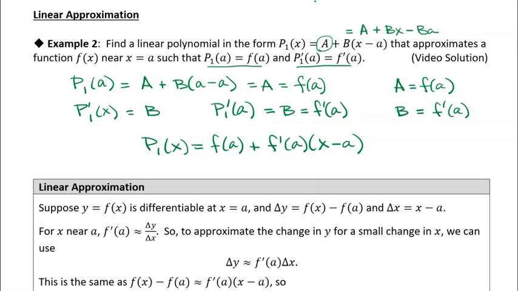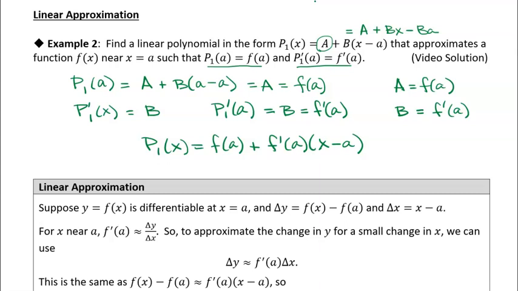This is essentially what we did in the last example. We took the position that we were at 2 hours, and then we took the rate times the change in time to figure out where we were at a different point in time. So we're just taking the value of the function at a and adding the rate at a times the change in the x value. So this is a linear approximation.